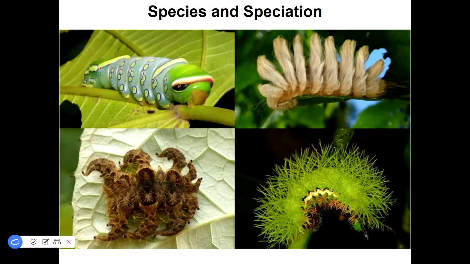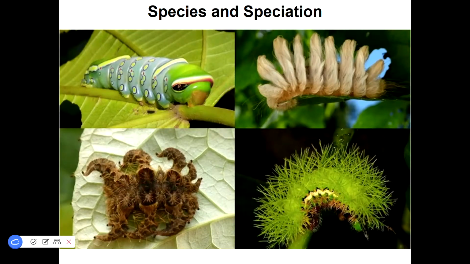So today we're talking about species and speciation. Does anybody know what these organisms are? Caterpillars! And you can tell by looking at these 4 different caterpillars that they're different species. They're different organisms. They live in different habitats, and they've developed over time, they've evolved to have traits that help them survive in their particular environment.